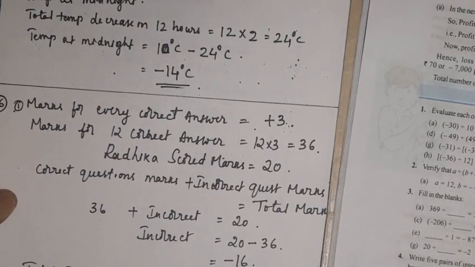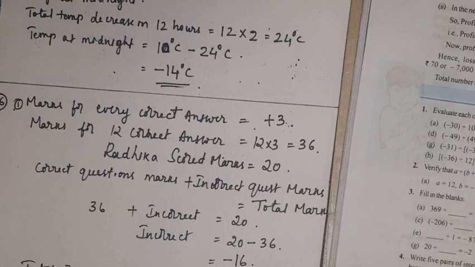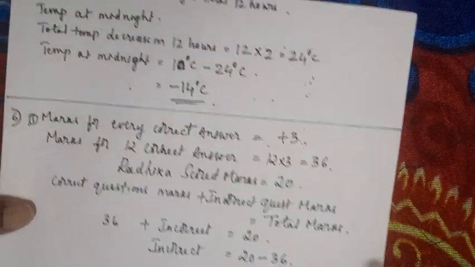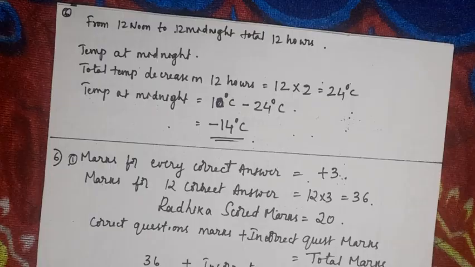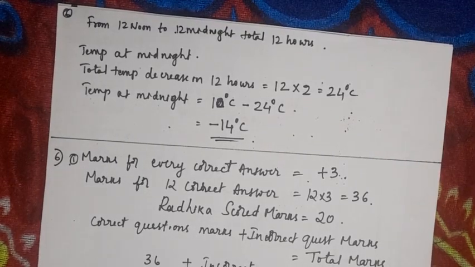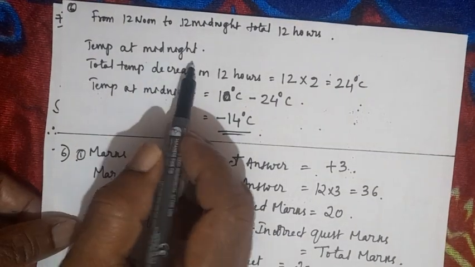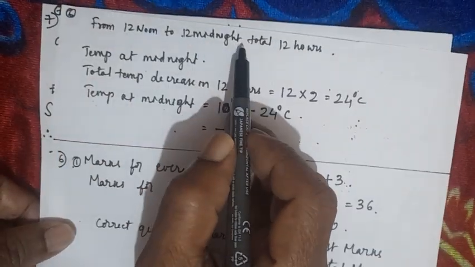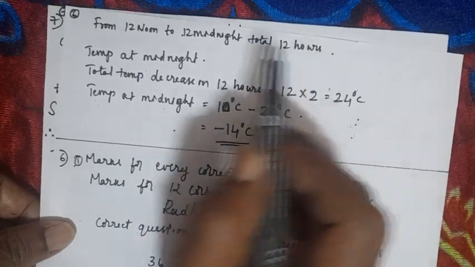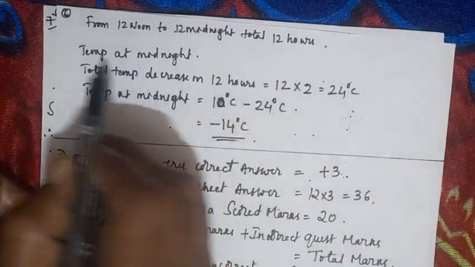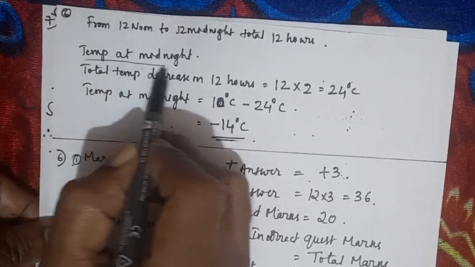Now, what is the second question? What would be the temperature at midnight? We have to find the temperature at midnight. So, what is the data we have? At 12 noon, it is 10 degrees. Now from 12 noon to 12 midnight, what will be the total hours? It's 12 hours.